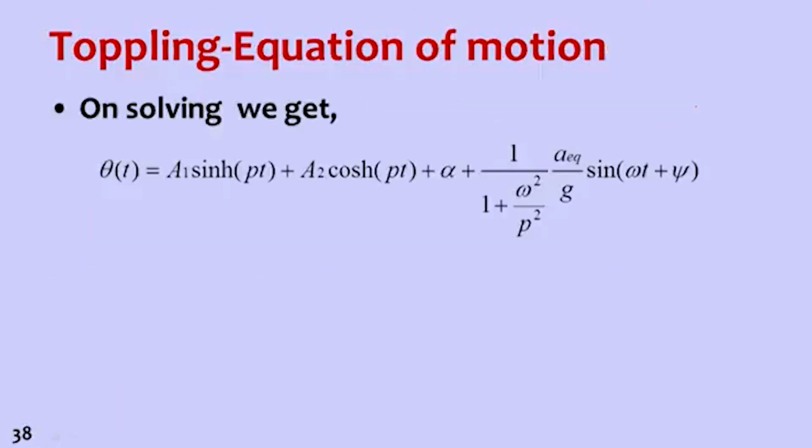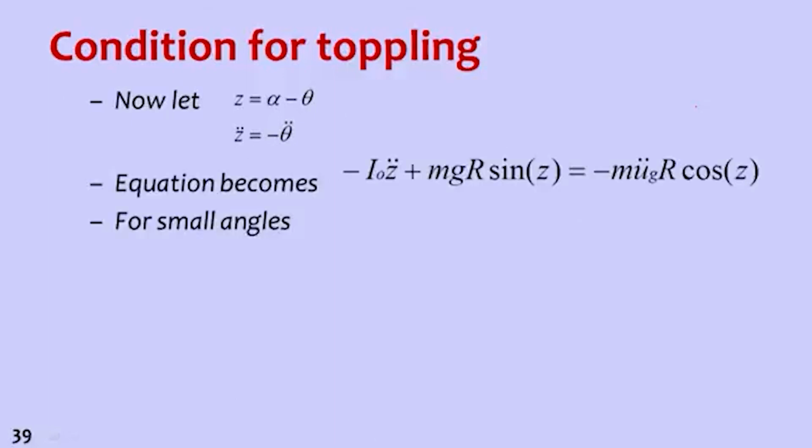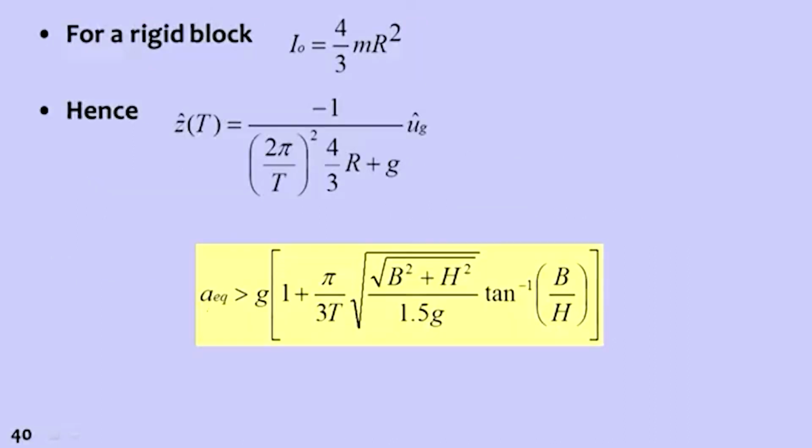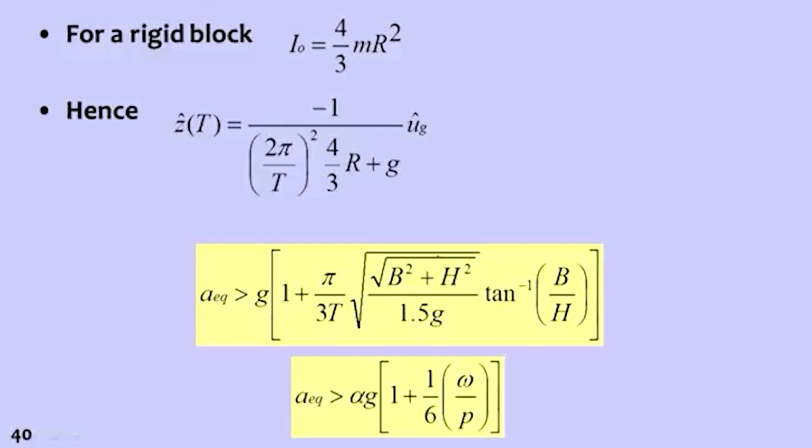On solving we get this theta, a very complex equation. Then the condition for toppling is Z equal to alpha minus theta, Z double dot is minus theta, and finally the equation becomes this. For small angles we use this equation, and solving we get Z in the frequency domain. With this we get the condition: if the peak acceleration is greater than g times all this factor, that is the condition for toppling. This is a simplified form of what I have shown you in the previous slides.